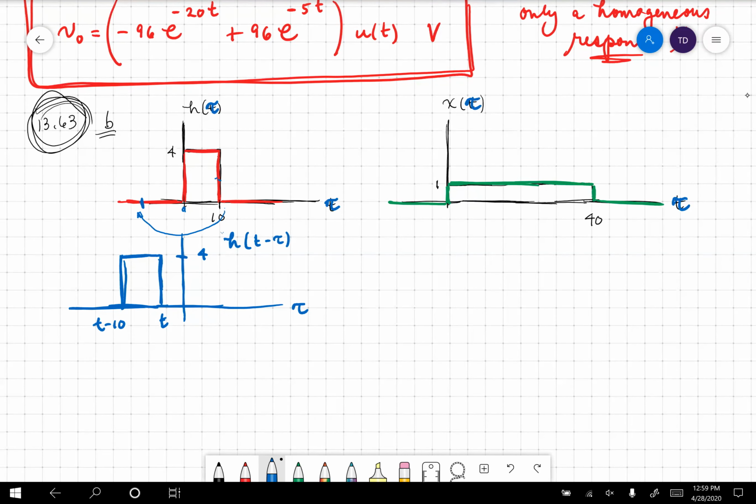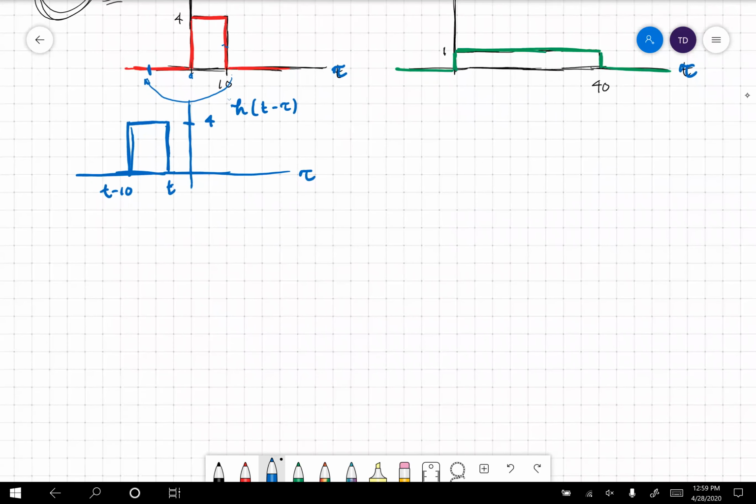I could have flipped x. It would have been just as easy to flip x. Do not flip uglier functions. Flip easy functions. Okay, regions.